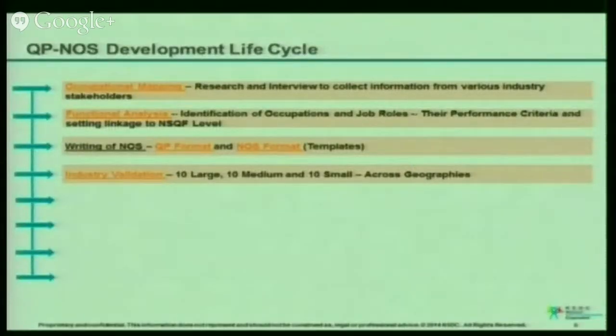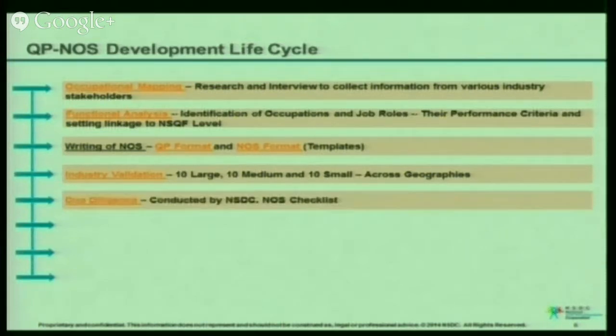Every qualification pack undergoes industry validation, which means a qualification pack will be validated by 10 large, 10 medium and 10 small players in that industry. And in fact, some of our sector skill councils have gone beyond this number of 30. They are getting validations from more than 30 players in the industry. The Healthcare Sector Skill Council, in fact, has got 100 validations for their qualification packs.